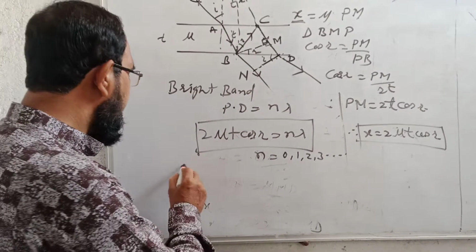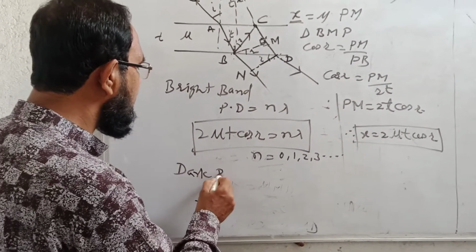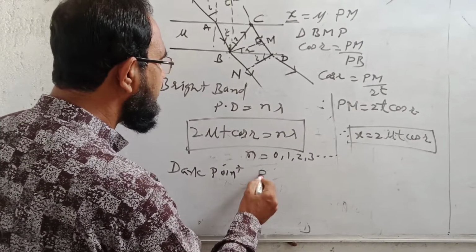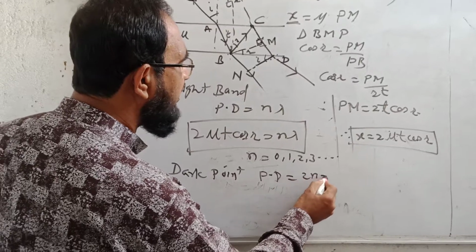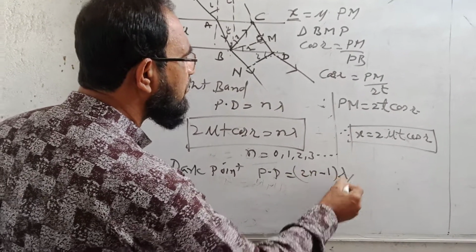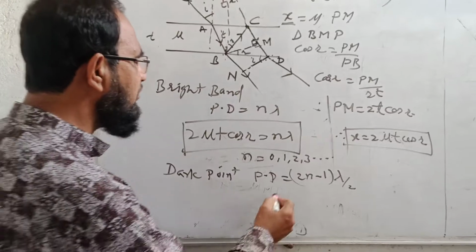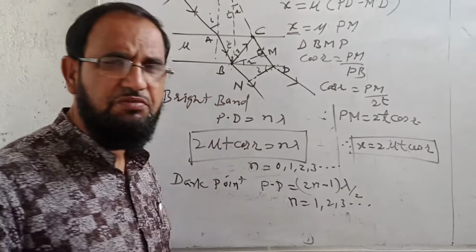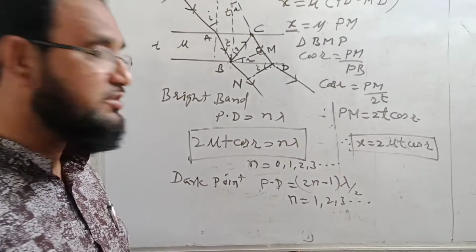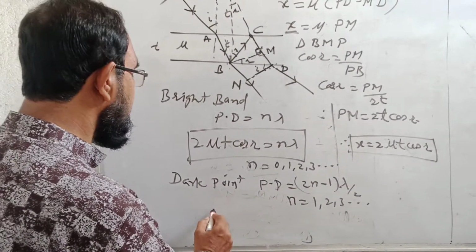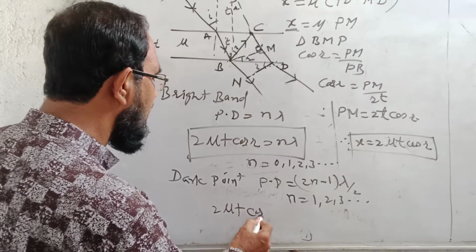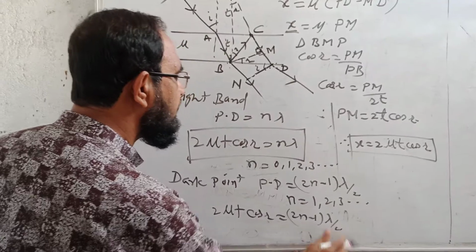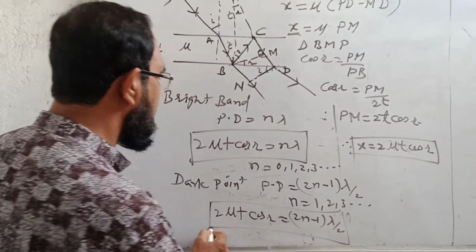Now for a dark point, the path difference should be equal to (2n minus 1) lambda by 2 or (2n plus 1) lambda by 2, depending upon the value of n. Here n starts from 1, 2, 3 and so on. If you take 2n plus 1, it will start from 0, 1, 2, 3 and so on. So 2 mu t cos r should be equal to (2n minus 1) lambda by 2. This is the condition for the point to be dark.